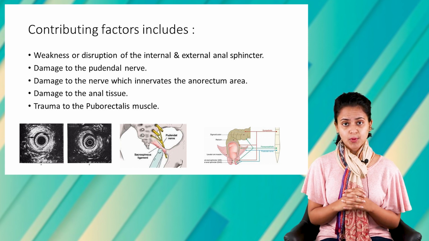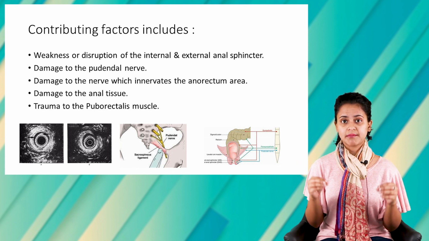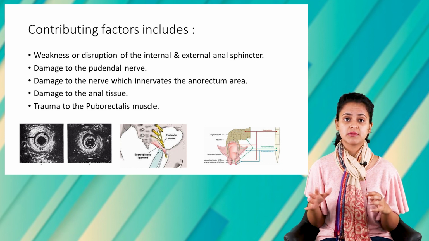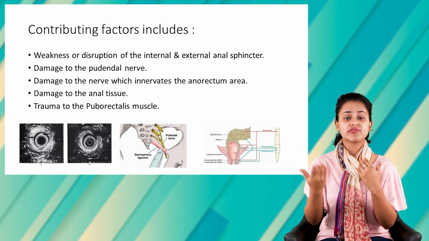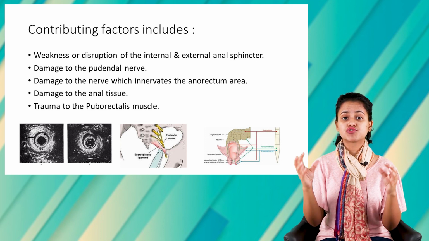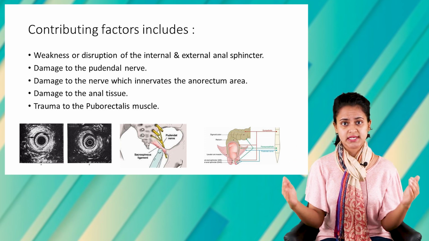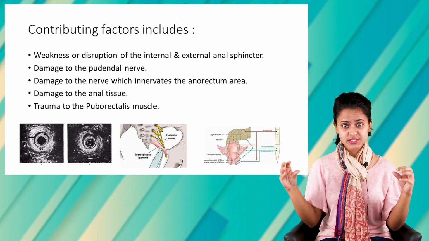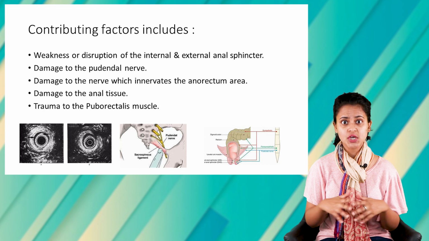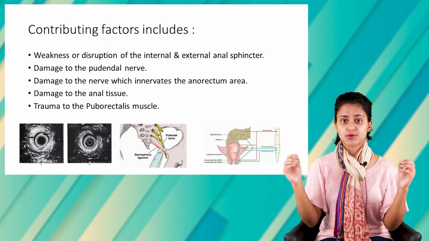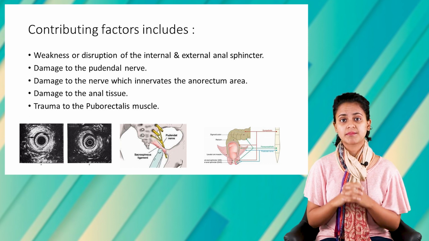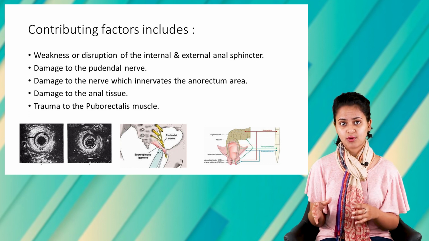The next contributing factor includes damage to the anal tissues. As we know, anal tissues are related structures which maintain the defecation process in an individual. Now, any damage to the anorectal tissues, basically to the anal tissues, will alter the process of defecation, and ultimately it can lead to the development of fecal incontinence.